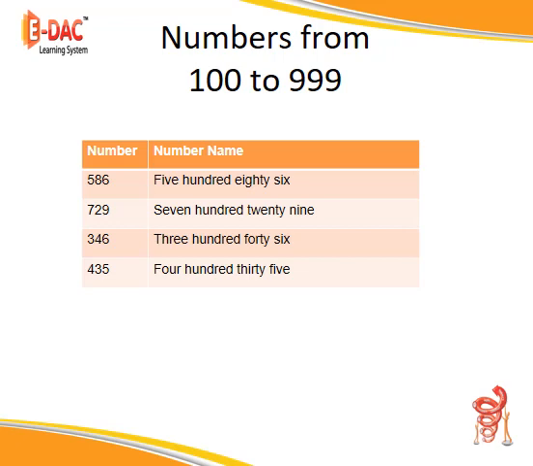Numbers from 100 to 999. Students, all the numbers from 100 to 999 are three-digit numbers. You can see on the screen some examples: 586, 729, 346, and 435. These are some examples from the numbers between 100 to 999, and these numbers are also three-digit numbers.